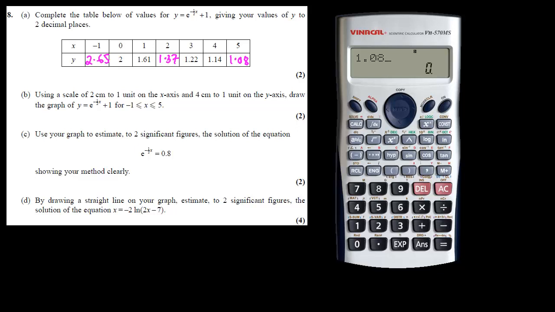In graph plotting, the first part that we have to do is pretty simple. We have this value of y equals e to the power minus half x plus 1, and we have to fill up the table and use the calculator to fill up the table. So that's pretty easy. That's 2 marks.